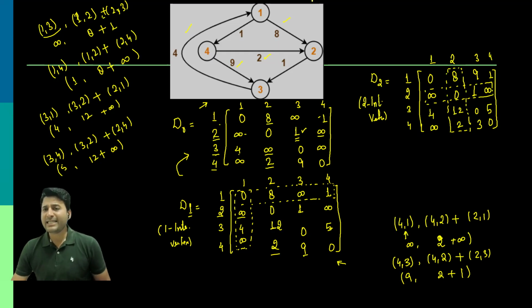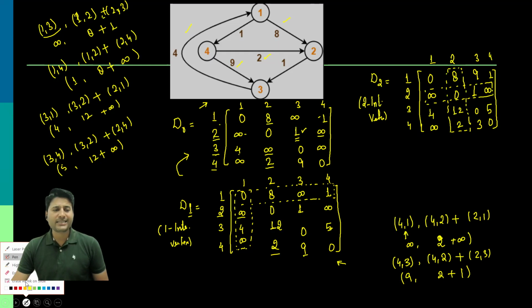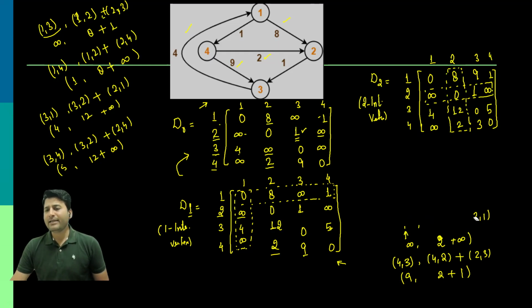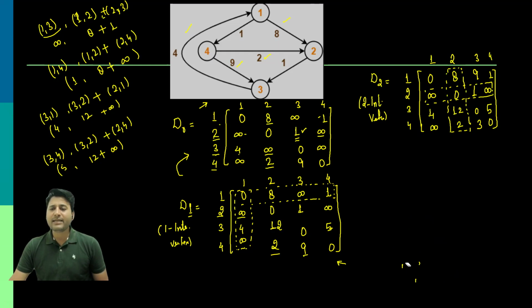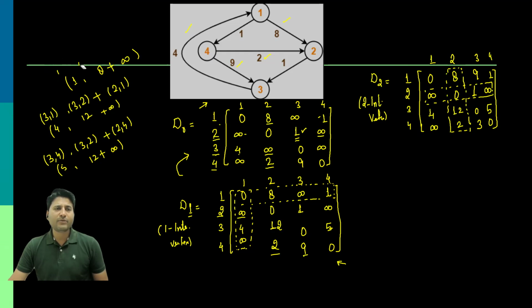So this is our second distance matrix that we called D2. In the same manner, we'll write the matrices D3 and D4. In D3, we will make vertex number 3 the internal vertex, and in D4, we will make vertex number 4 the internal vertex. Okay, let us try to draw the D3 matrix.